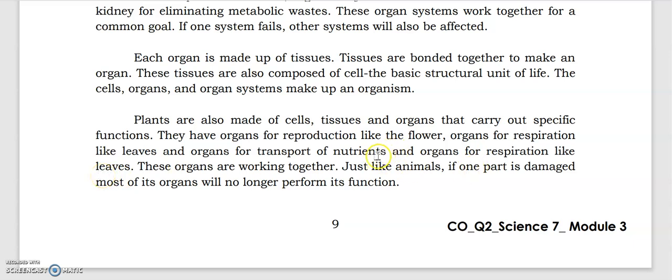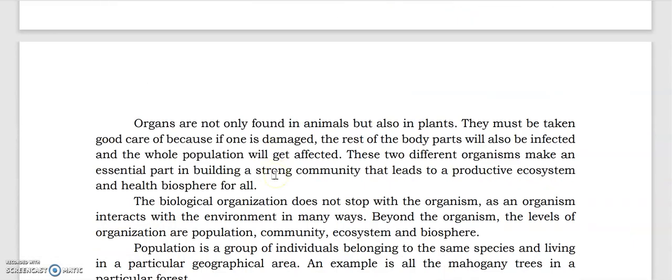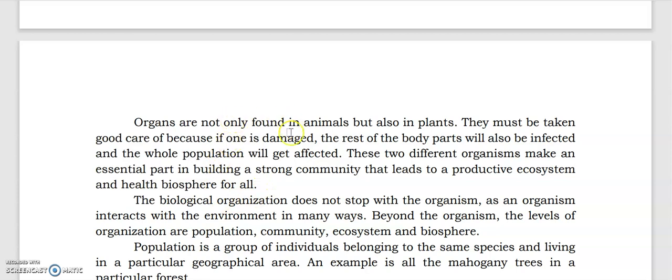Stem, and organs for transport of nutrients, stem. Then, these organs are working together. Just like animals, if one part is damaged, most of its organs will no longer perform its functions. So organs are not only found in animals but also in plants. They must be taken good care of because if one is damaged, the rest of the body parts will also be infected and the whole population will get affected.